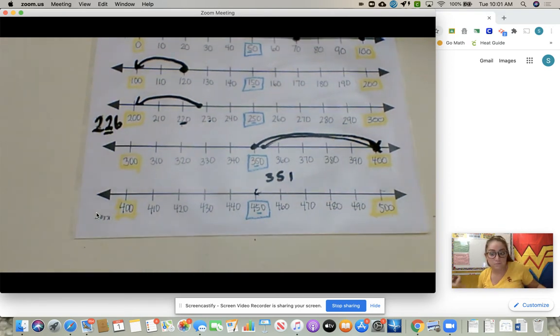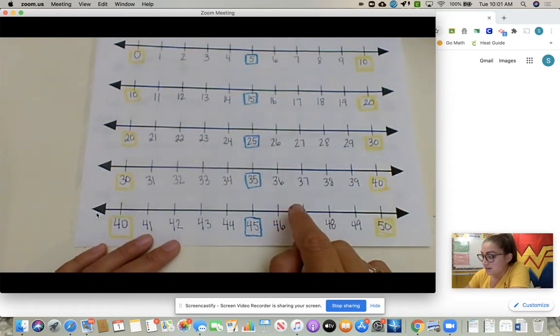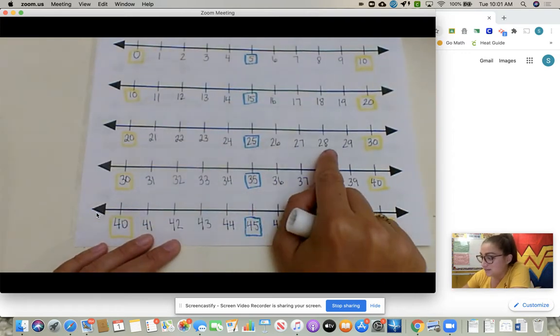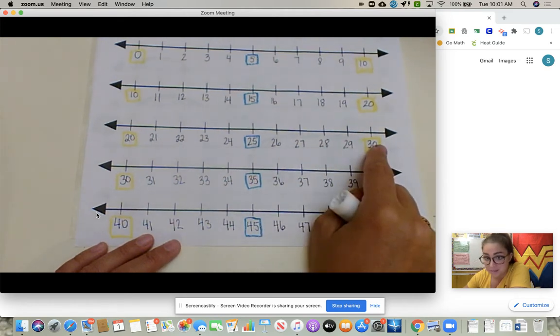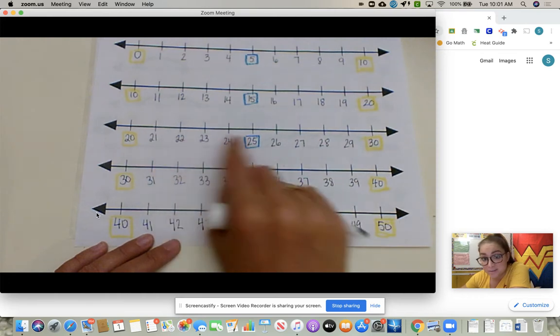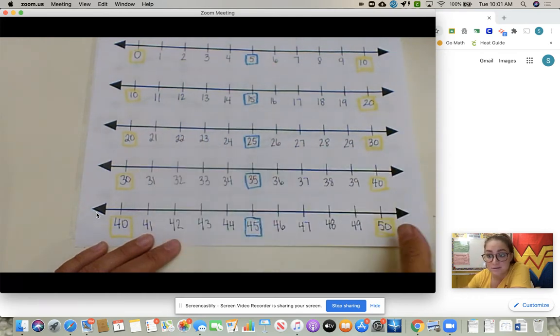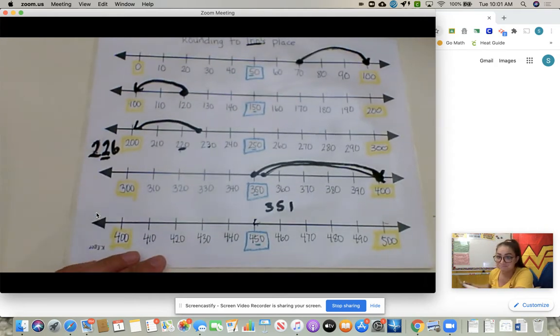So the rule for the tens, if we're rounding to the tens, is if there is a 5, 6, 7, 8, or 9 in the ones place, you round up. If there's a 4, a 3, a 2, or a 1 in the ones place, you round down. We're not looking at the ones place anymore. When you round to the hundreds, don't worry about that ones place. You look at that tens place.